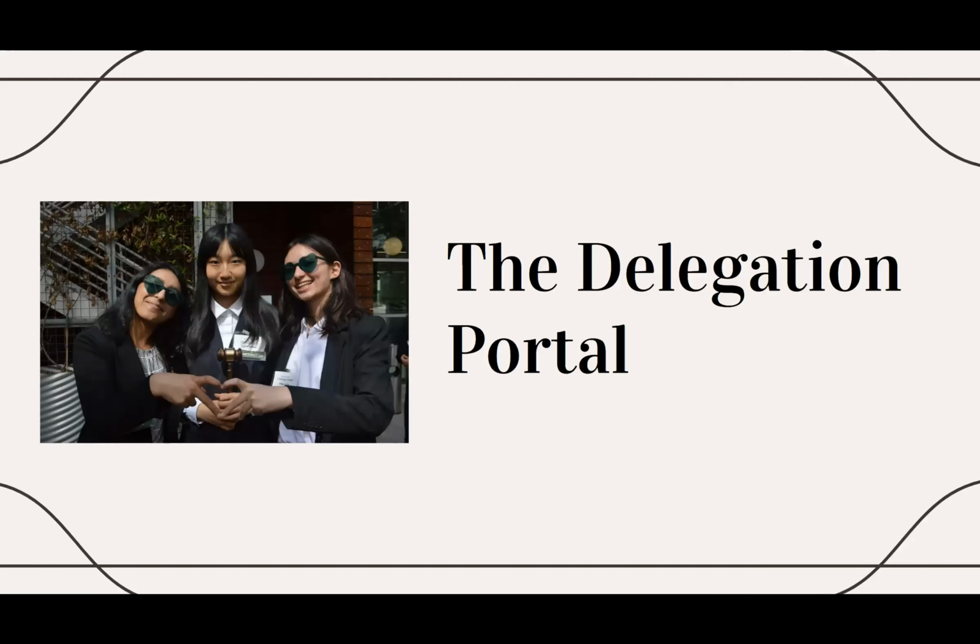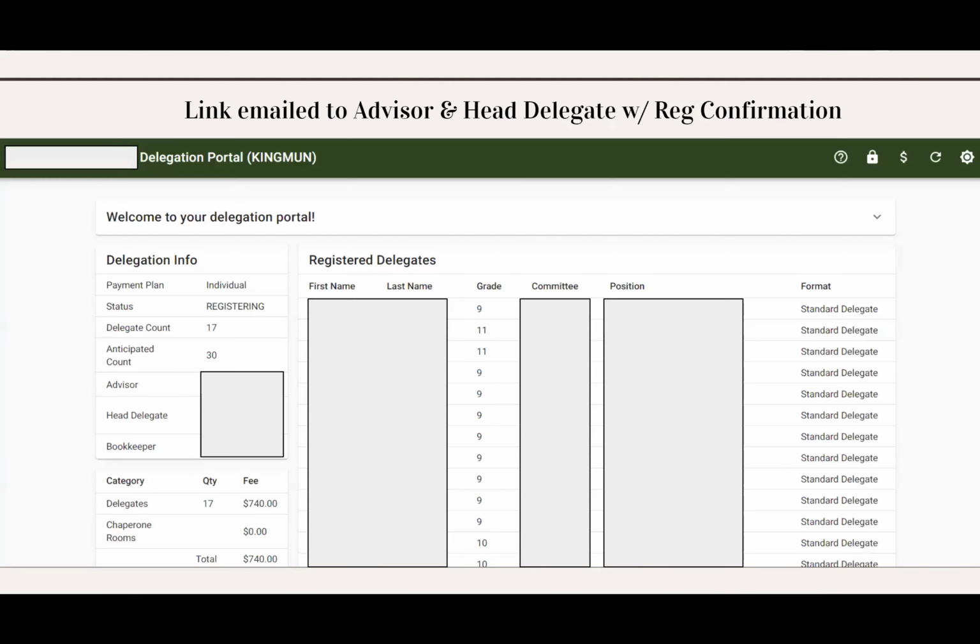So now we're going to get into the delegation portal. So this is what a delegation portal looks like. Like I said before, the link to the delegation portal will be emailed to the advisor and head delegate in the same email that their delegation registration confirmation email is. So it kind of just looks like this.